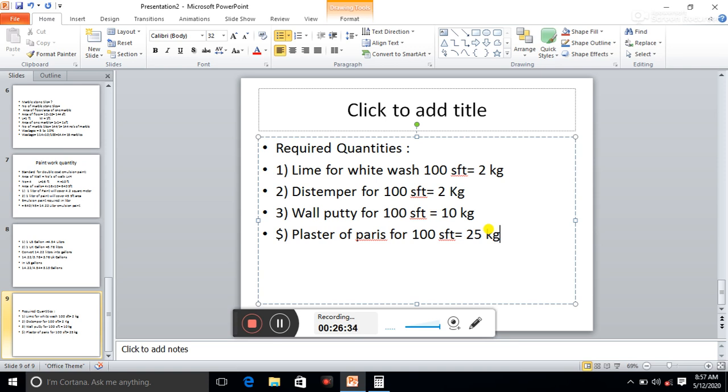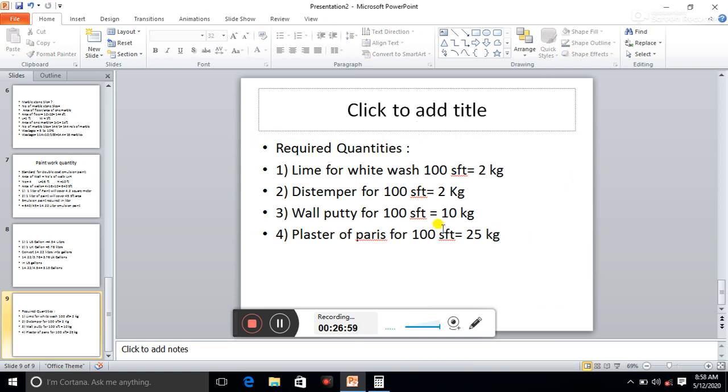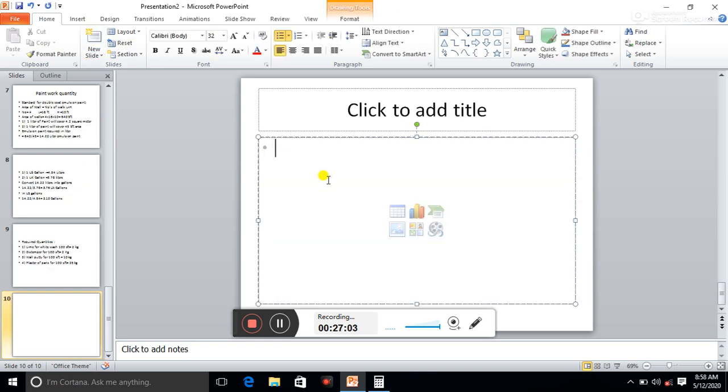By this method, these are proven quantities, so you must note these points. From these points you can find lime and distemper quantities for any area. For example, now we will find distemper quantity. For example, we have an area of 640 square feet, and we have to find the distemper quantity.